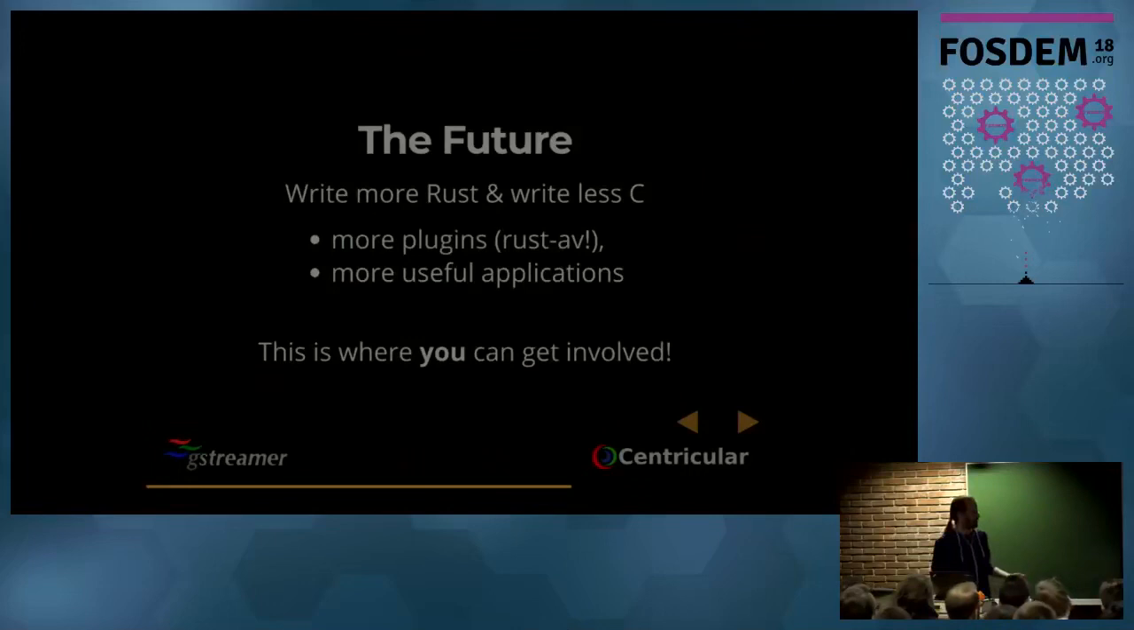The other thing would be to write more applications, more useful applications in Rust. Currently, there are not that many out there. People are just starting to use the bindings. And all of this is something where you can also get involved. If you're interested in this kind of stuff, just look at the existing code, look at the existing examples. If you have any questions, ask me. All this is something that I really care about, and if you need help with it, just ask for help.